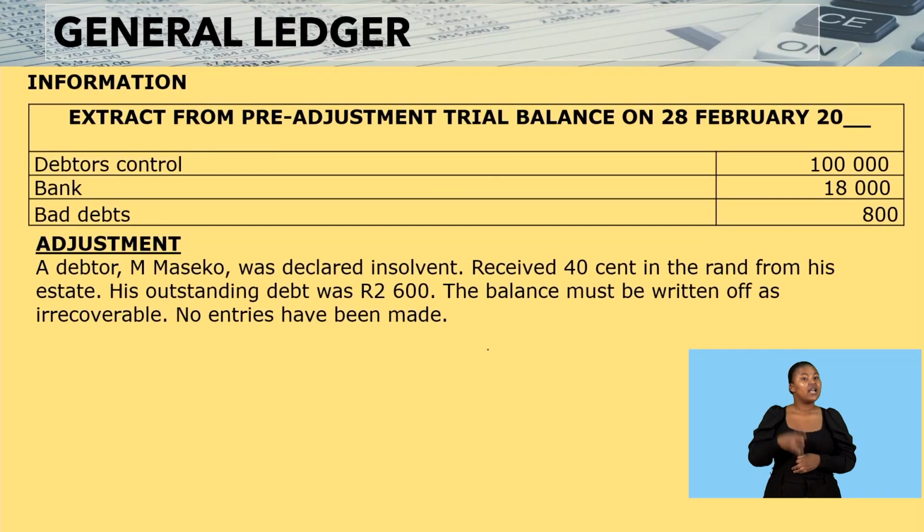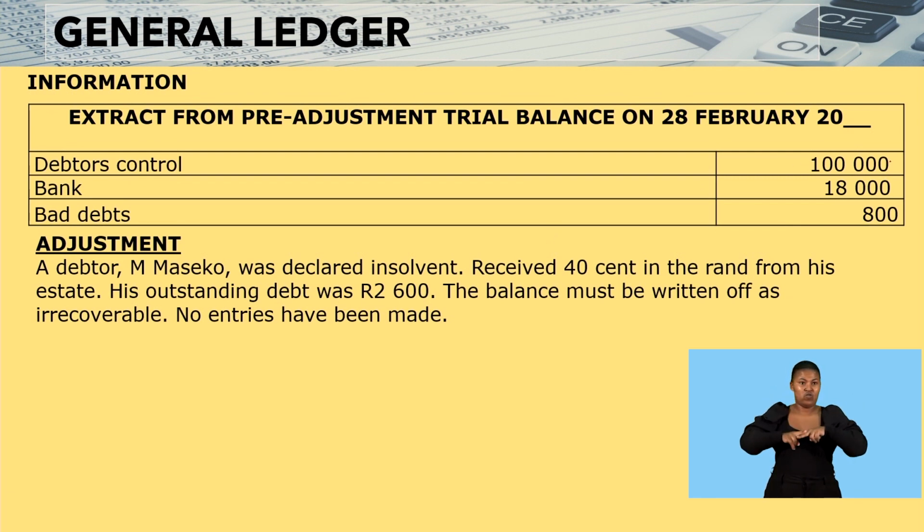In today's class, I'm going to be talking about bad debts and bad debts recovered. And with me here, I have an exciting question. Make sure you have a paper, a pen and a calculator so that we can start doing some calculations. Let us begin. It reads, information extracted from the pre-adjustment trial balance on 28 February.